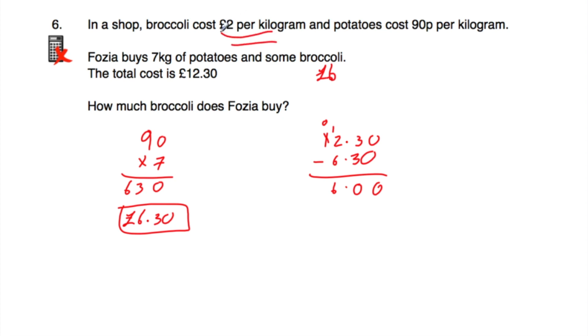So he spent £6 on broccoli, and it costs £2 per kilogram. So that means that every single time Fozia spends £2, they get a kilogram of broccoli. So if we divide the cost of £6 by £2, that would tell us how many kilograms of broccoli Fozia will get. So 6 divided by 2 is equal to 3. So that means that Fozia bought 3 kilograms of broccoli, and that's it. And let's check our answer. If we take the 3 kilograms and multiply by 2, that's £6. And then if we take our 90p and multiply by 7, that's going to be £6.30. And if we add the £6 and the £6.30 together, we get £12.30. So that means that Fozia bought 3 kilograms of broccoli.